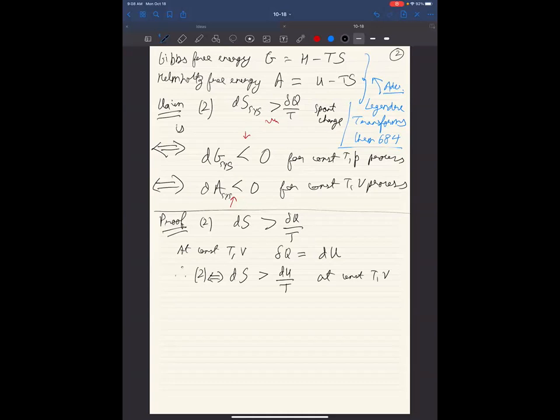Now if you think about dA, what is dA? Let's call these equations, the definition of G and A, equation number 3.